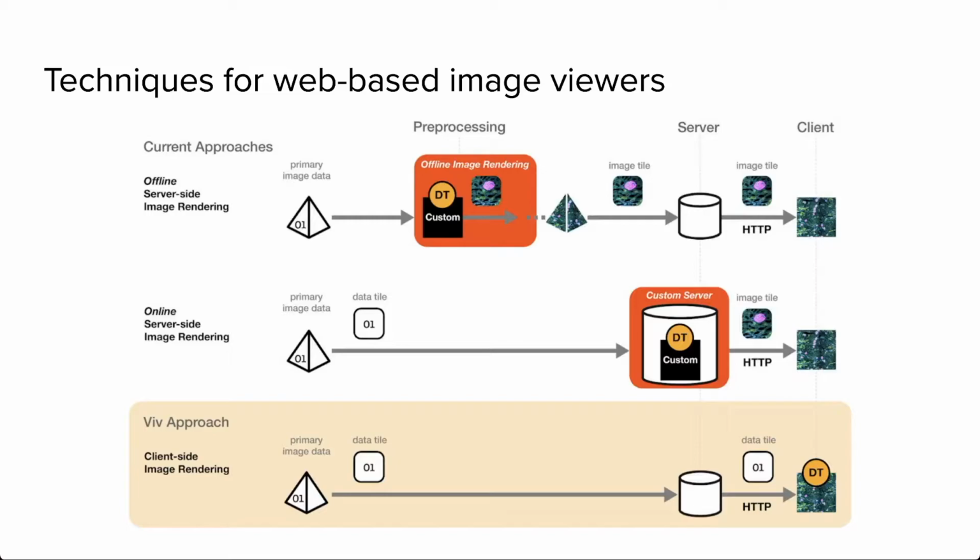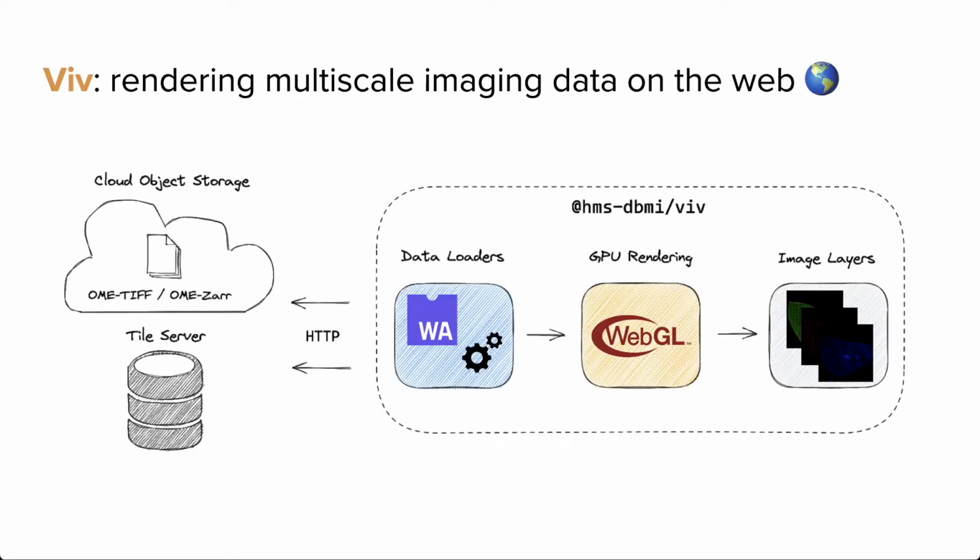This architecture makes Viv flexible to build applications with. We have packaged Viv as an open-source JavaScript library that can be installed via npm. The library is a toolkit for building interactive visualizations for primary multiplexed and multiscale imaging data on the web.